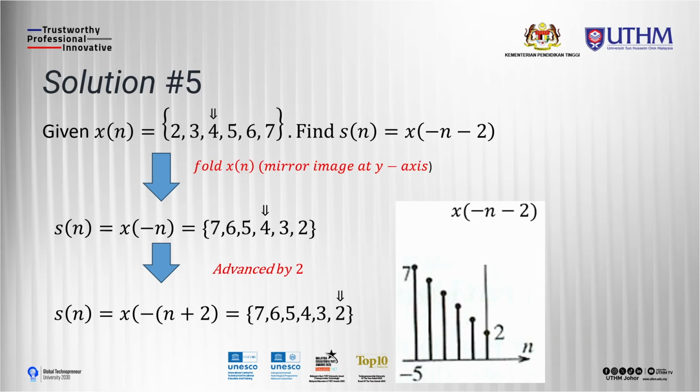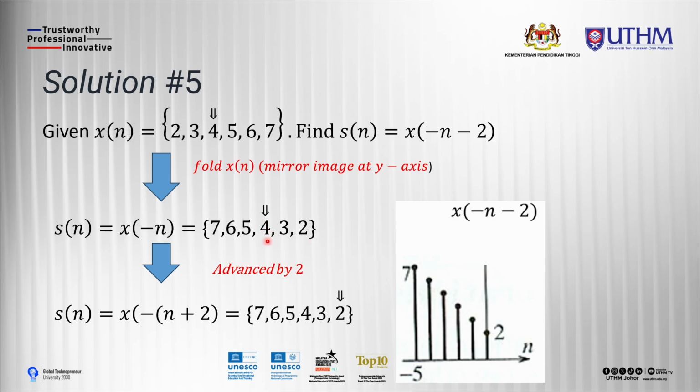Here is another similar type of question. Find the s[n] equal to x[-n-2]. In this question, I solve using the fold first, then time shifting. For the folding of x[n], this is the mirror image at the y-axis, so it is x[-n]. The mirror image means the left moves to the right and the right moves to the left, without changing the origin. So it starts from 7, 6, 5, 4, 3, 2. The origin still remains here, at value 4.